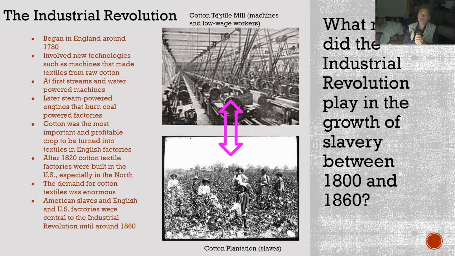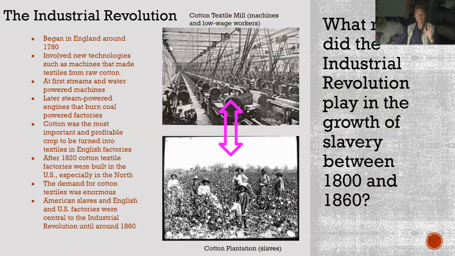And so we're continuing to do so this week, but I want to look more broadly at the role that a huge technological change, which is known as the Industrial Revolution, had in the growth of slavery in the United States. So first, let me talk a little about what was the Industrial Revolution?